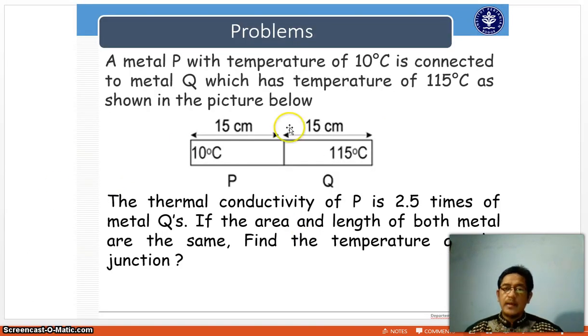Okay. The next problem corresponds to heat conductivity. Suppose we have a metal P with a temperature of 10 degrees Celsius, and this metal is connected to another metal called Q, which has a temperature of 115 degrees Celsius. The thermal conductivity of P is 2.5 times larger than the thermal conductivity of metal Q. If the area and length of both metals are the same, find the temperature at the junction.